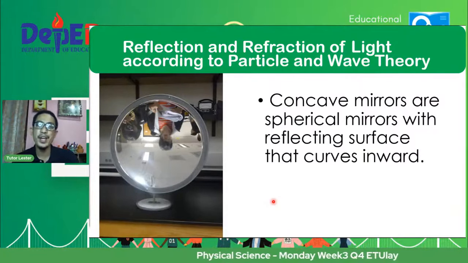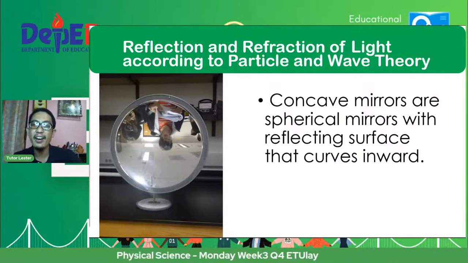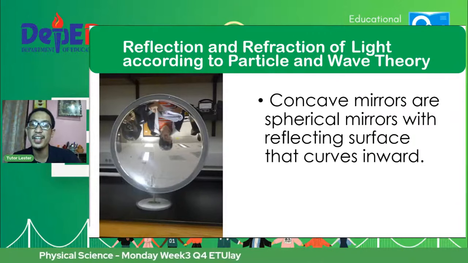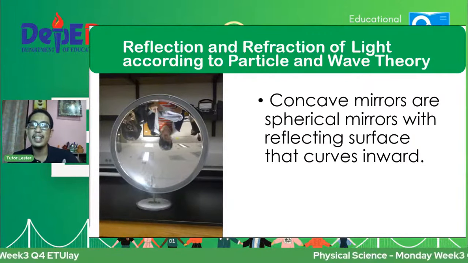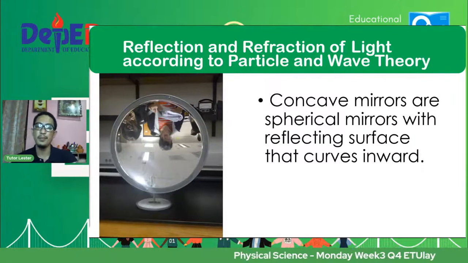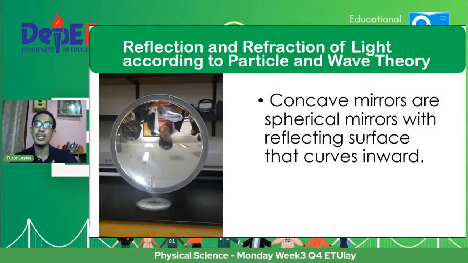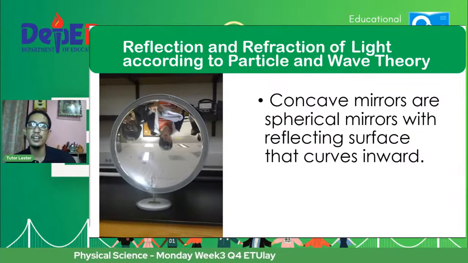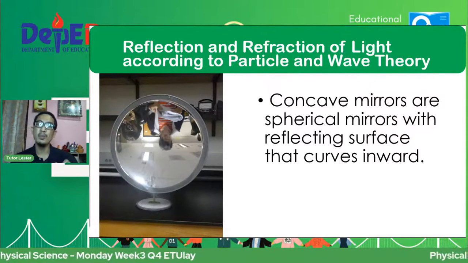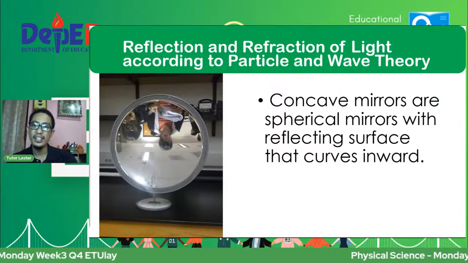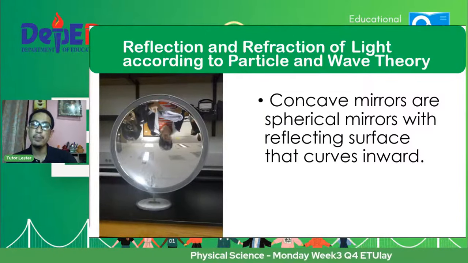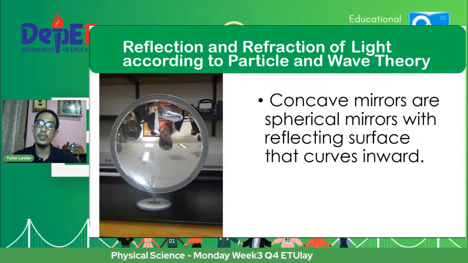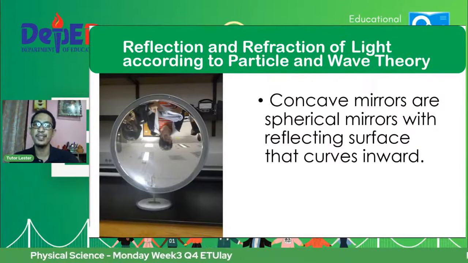Concave mirrors produce real and inverted images. Bakit po naging real? This is real in the sense that, let us say for example, you are facing a concave mirror. Kung igagalaw mo ang iyong right hand, the same in the image, it will also appear that the image is also moving its right hand.